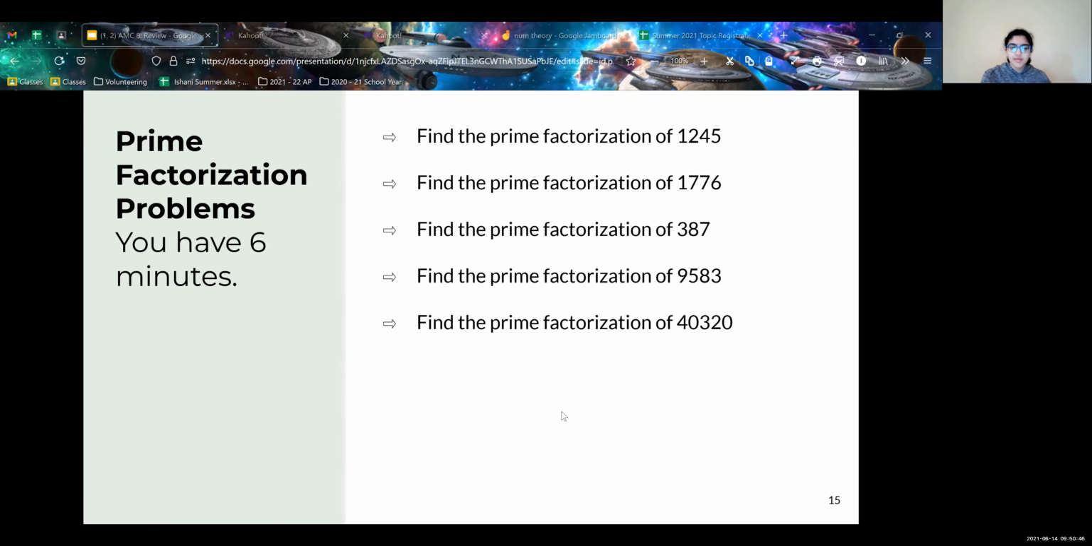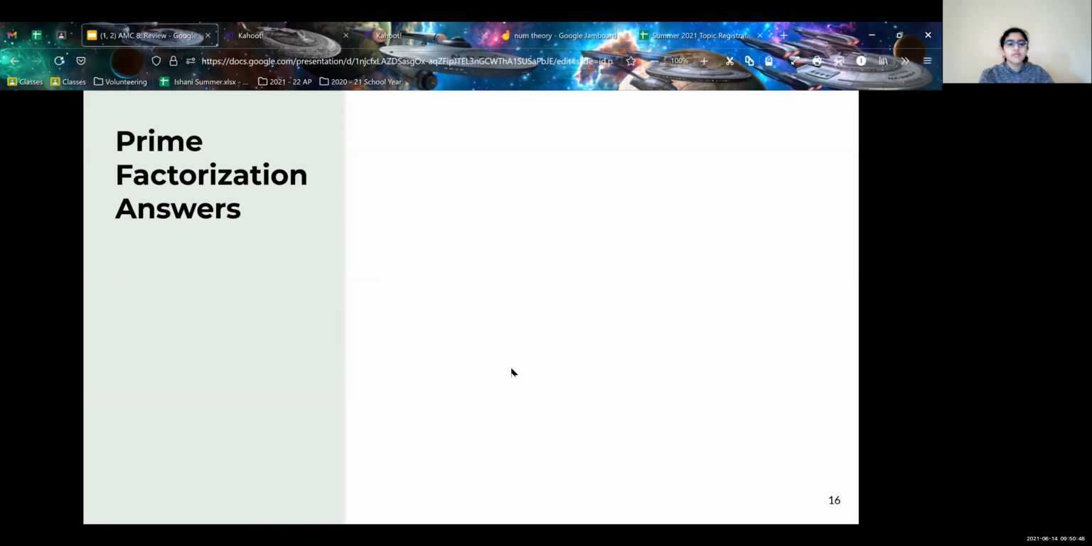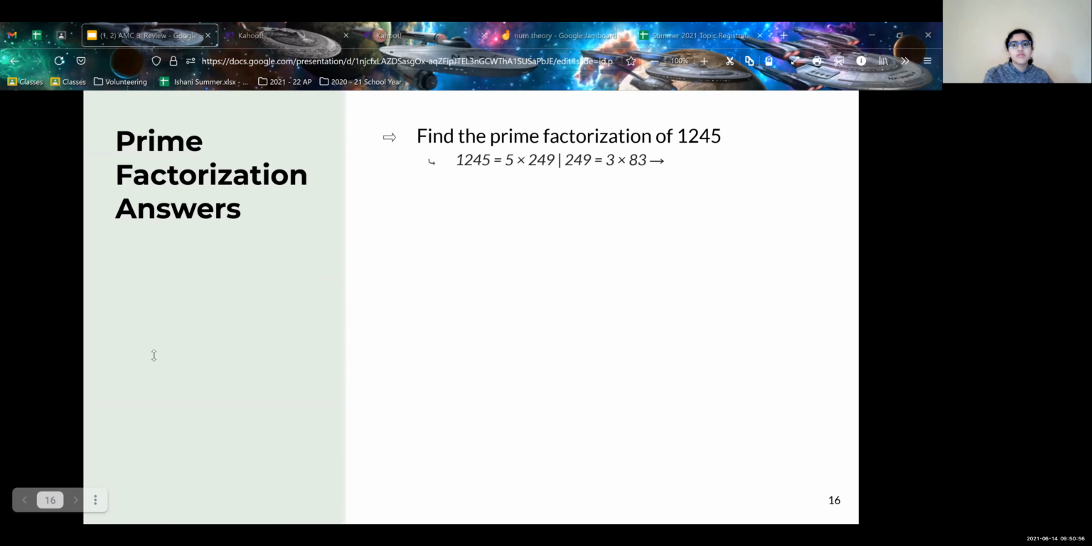Okay, so 6 minutes are up. The answers to the questions are, for the first question, find the prime factorization of 1245. 1245 is divisible by 5, that's obvious at first. So we divide out 5 and we get 249. 249, when you sum up the digits, is 15, and 15 is a multiple of 3, meaning that 249 will also be a multiple of 3. So we divide 249 by 3 and we get 83. 83 is a prime number, meaning that the prime factorization of 1245 is 3 times 5 times 83.